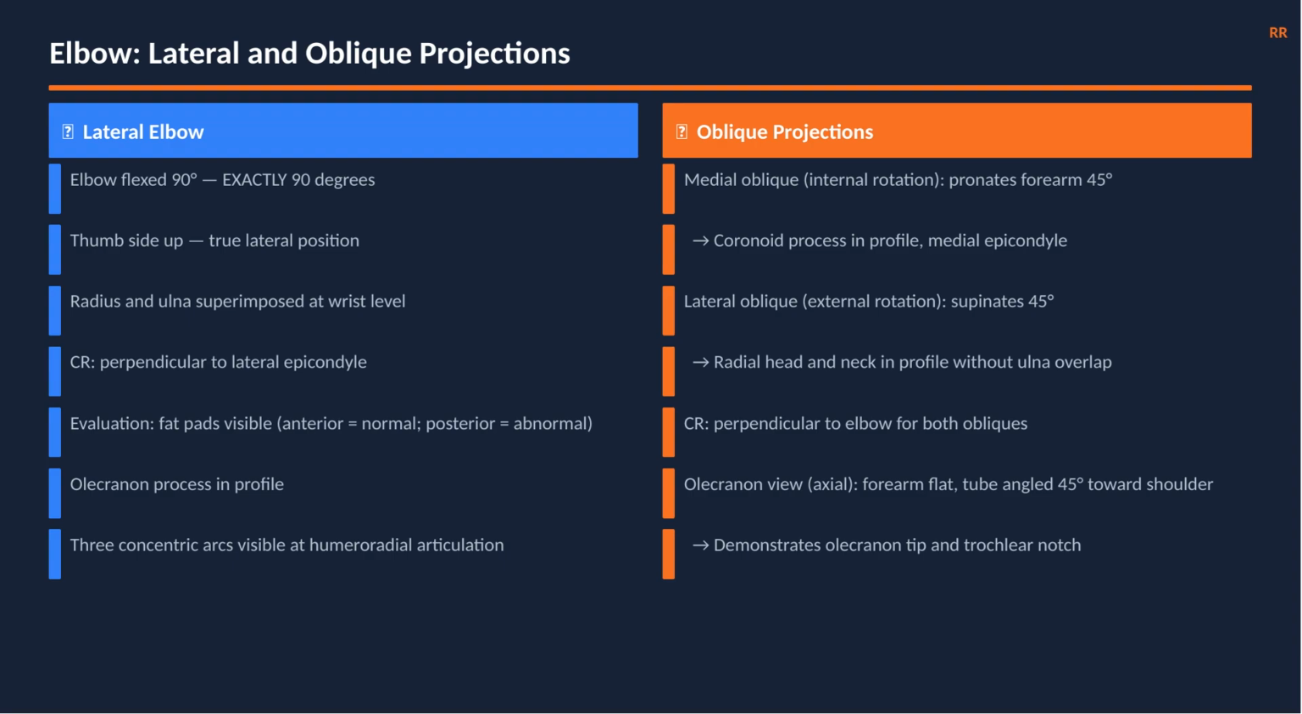Olecranon in profile. 3 concentric arcs visible at the humeroradial articulation. This is the normal appearance of the capitulum, trochlea, and radial head overlapping in a true lateral. 2 oblique projections. Medial oblique, internal rotation 45 degrees, places the coronoid process in profile and demonstrates the medial epicondyle. Lateral oblique, external rotation 45 degrees, places the radial head and neck in profile without ulna overlap.